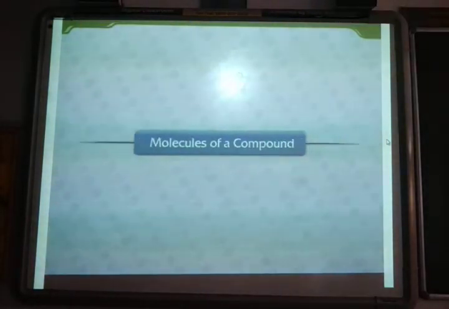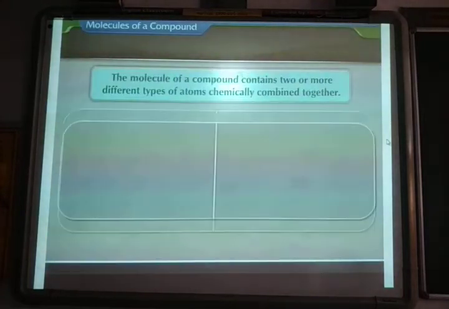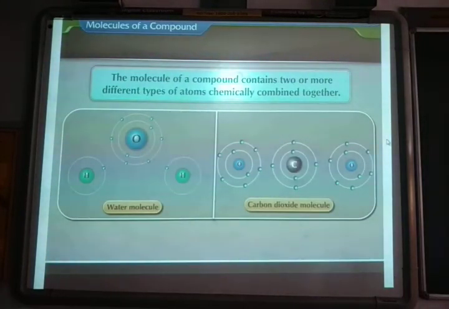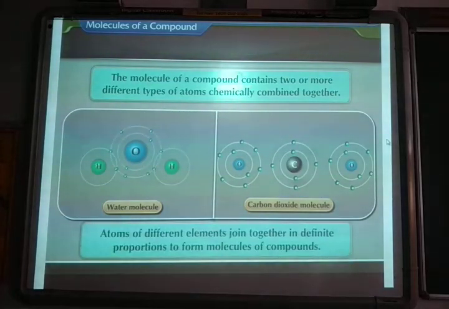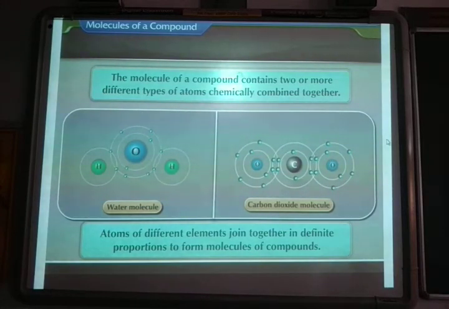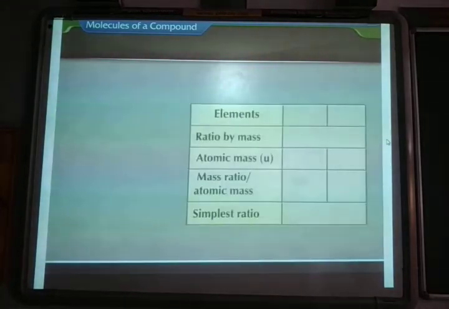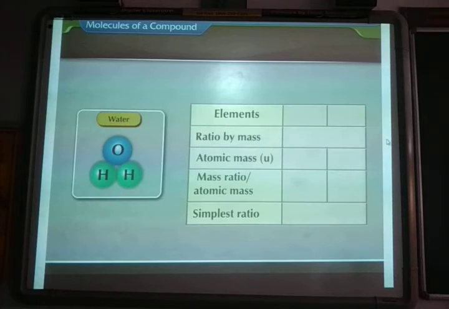Molecules of a compound. The molecule of a compound contains 2 or more different types of atoms chemically combined together. Atoms of different elements join together in definite proportions to form molecules of compounds. Let us consider some examples. In the compound water, the combining elements are hydrogen and oxygen.